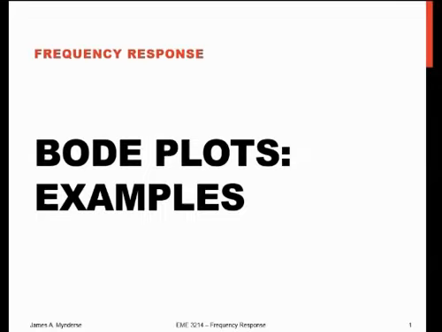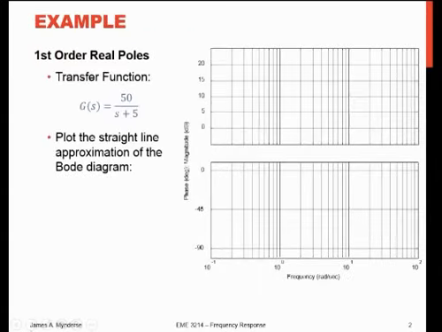The previous set of slides covered the theory of Bode plots. Here we're just going to literally pound out some examples of creating Bode plots from straight line approximations: first order, second order, things like that. We'll go through the process step by step, and I'll try to explain it all and draw it, and subject you to my bad artwork. But hopefully we'll get somewhere. Okay, our first example is a very simple one, a first order real pole.